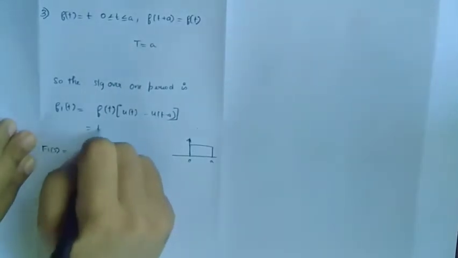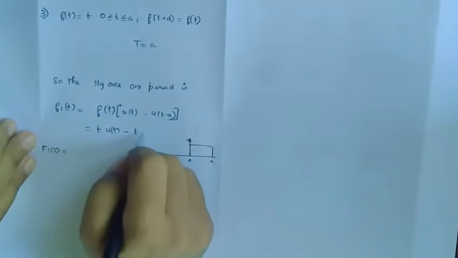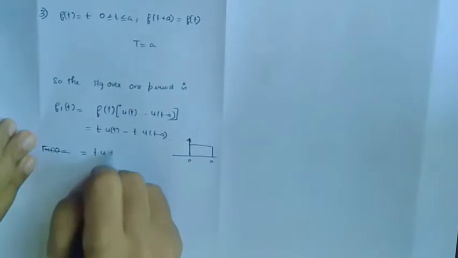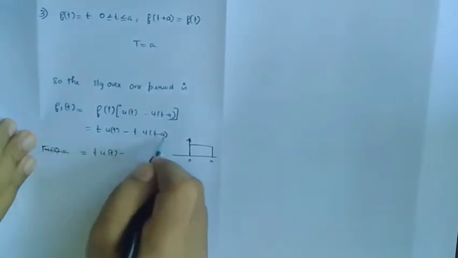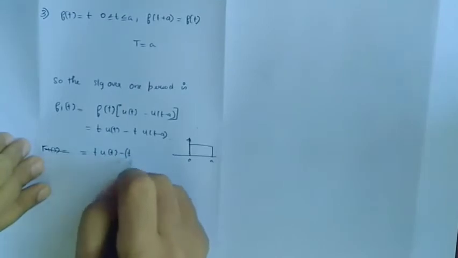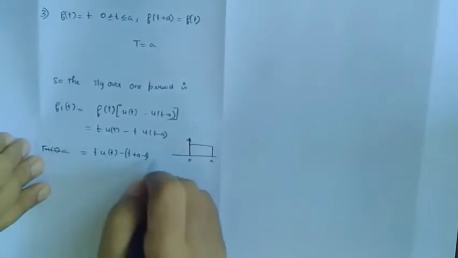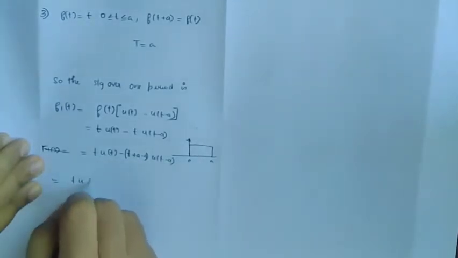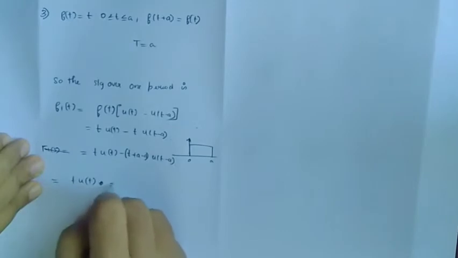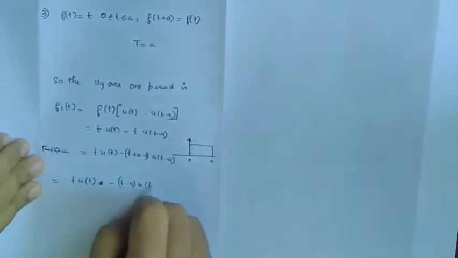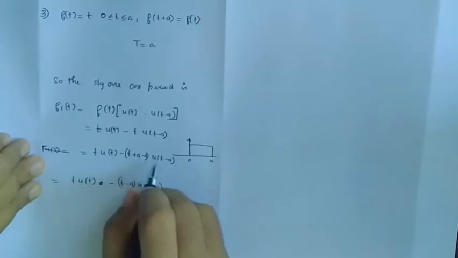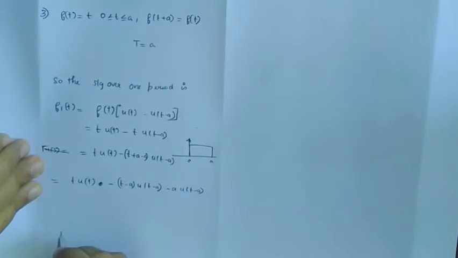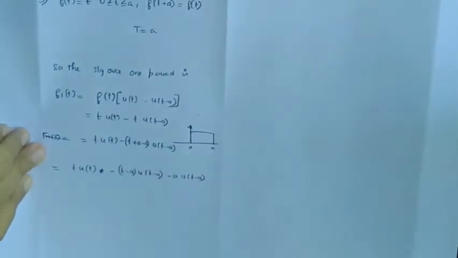f of t is t. So t into u of t minus t into u of t minus a. We'll rearrange the term and make it a t minus a term. For that I'll add and subtract a, that is t plus a minus a, times u of t minus a. And rearranging the terms, we get this, right.